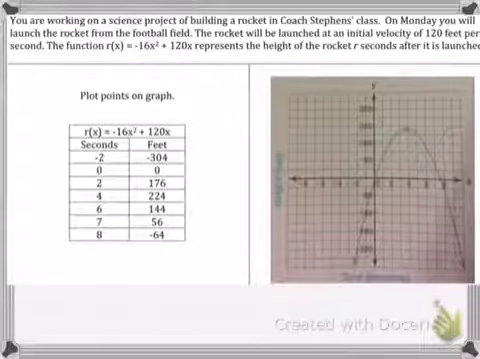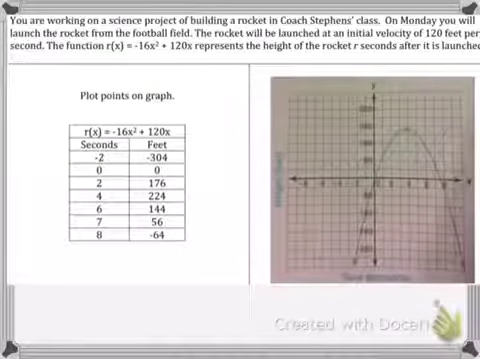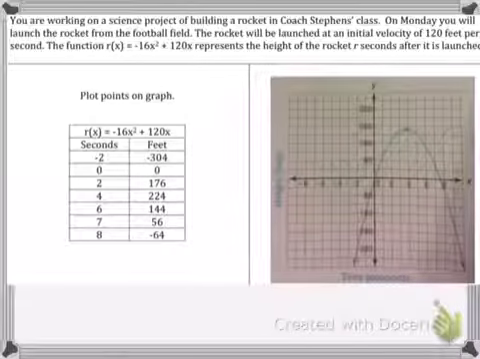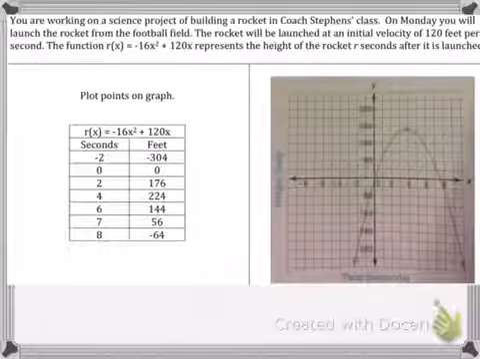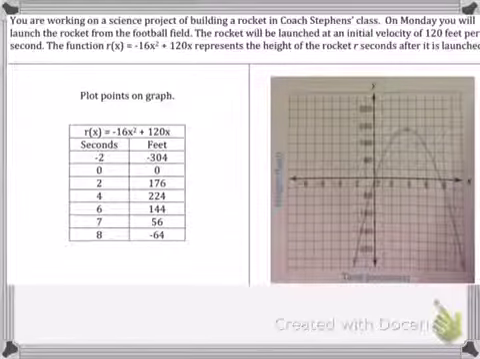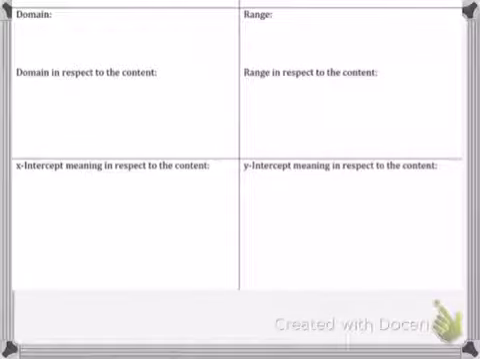The function r of x equals negative 16x squared plus 120x represents the height of the rocket x seconds after it is launched. You'll be using your table and your graph to answer the questions about the characteristics and key features. So let's first look at the domain.